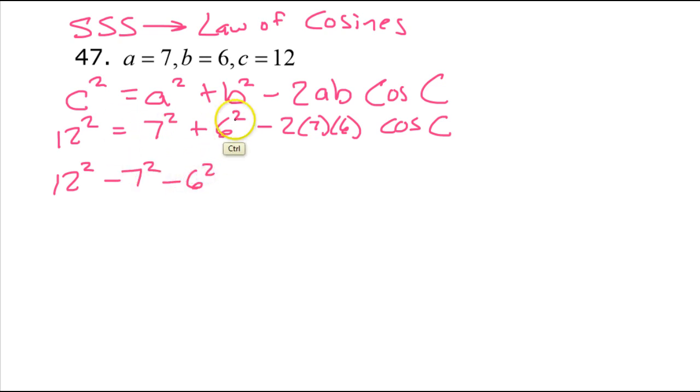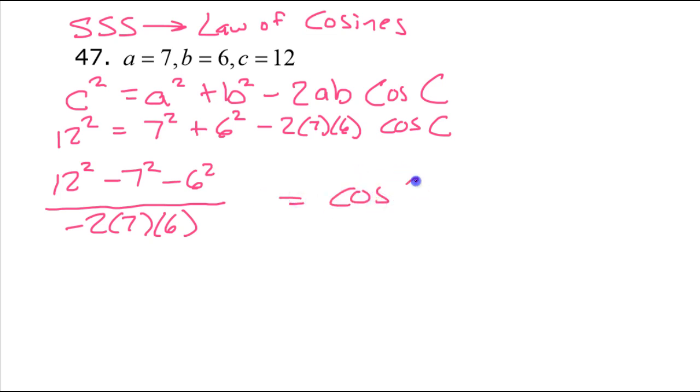All right, now I've subtracted these. Pretend these are gone. I still need to get cosine C by itself. So next I would divide by negative 2 times 7 times 6. Okay, so that would give me cosine C.